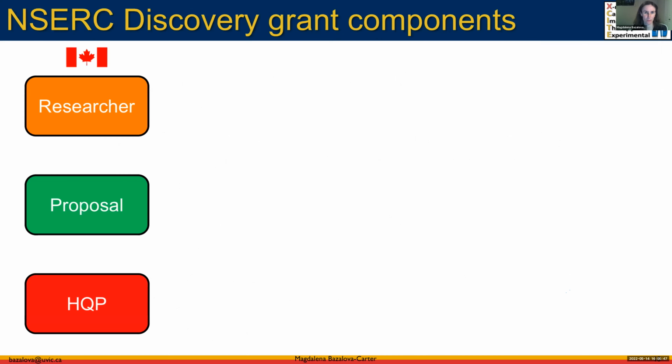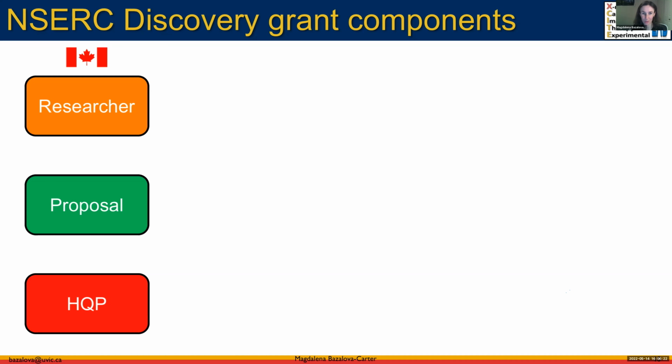So in terms of the components, this is just a slide from the NSERC, the Natural Sciences and Engineering Research Council of Canada, Discovery Grant application. Basically the evaluation criteria tell us that we'll be evaluated on 3 different components of the entire grant proposal. It is the researcher. It's really all about you. It's the quality of the proposal, but also of what we call here HQP, which is the highly qualified personnel. So have you trained people, what have they done afterwards, what did they do for you?